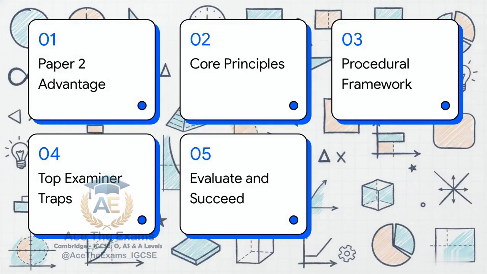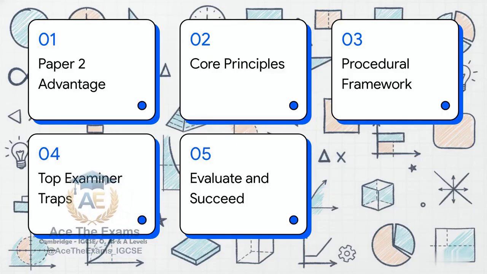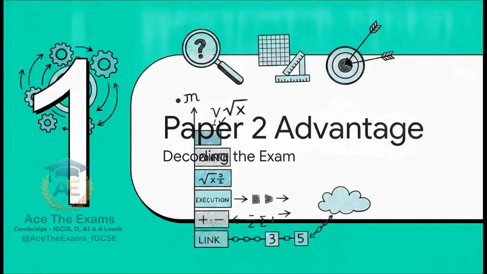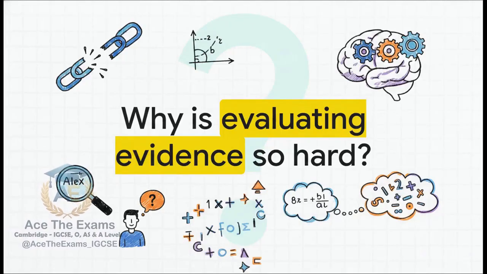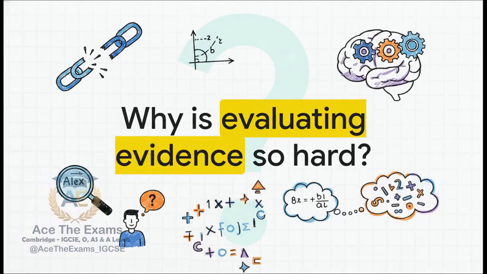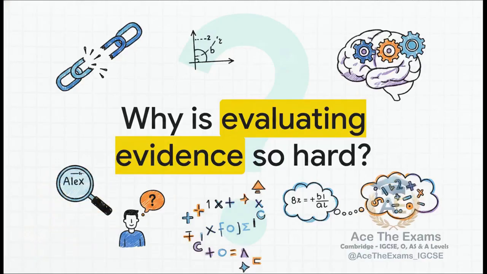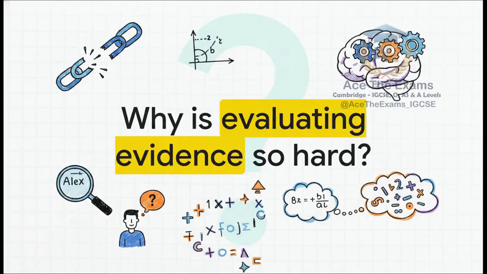We're going to cover, number 1, the Paper 2 advantage. Number 2, core theoretical principles. Number 3, the procedural framework. Number 4, top examiner traps. And finally, number 5, evaluate and succeed. Let's move straight into our first section, the Paper 2 advantage. To truly understand how to get the ultimate advantage in Paper 2, we have to ask ourselves a critical question. Why do students find evaluating evidence and drawing mathematical conclusions so incredibly hard?